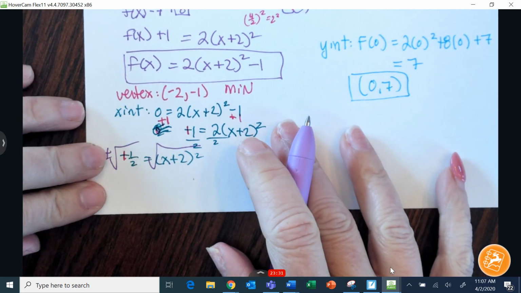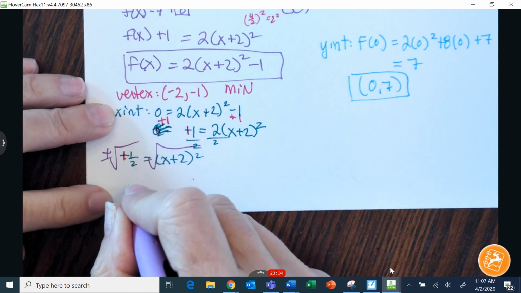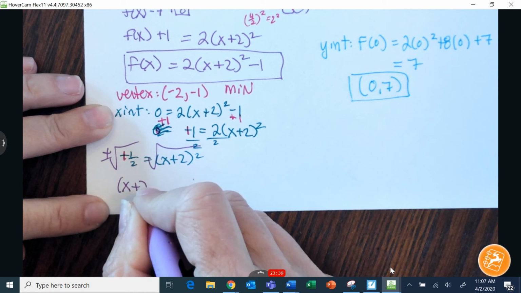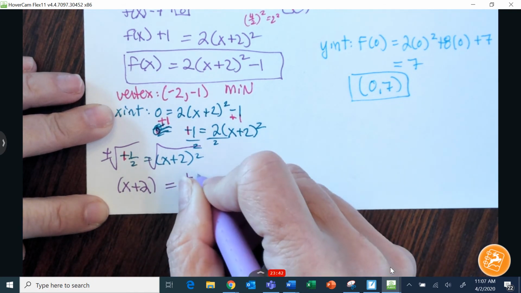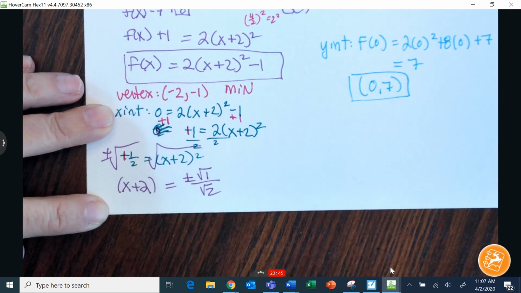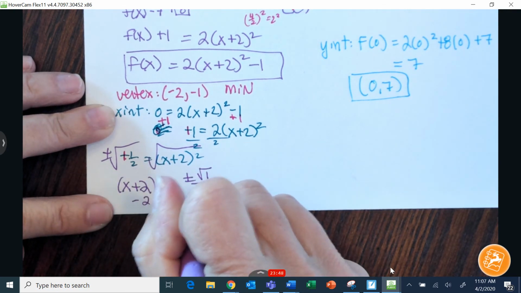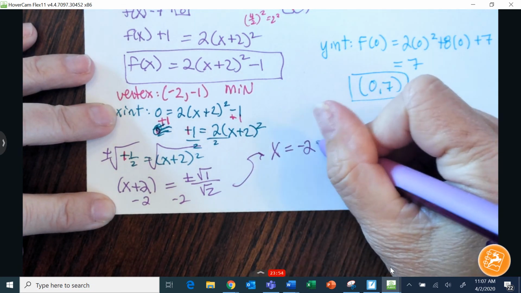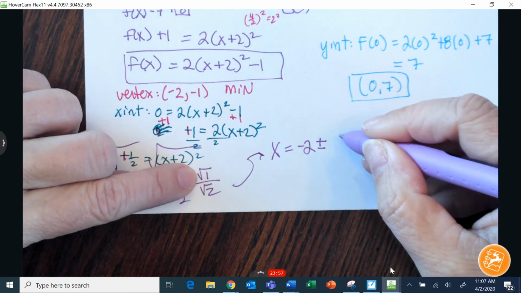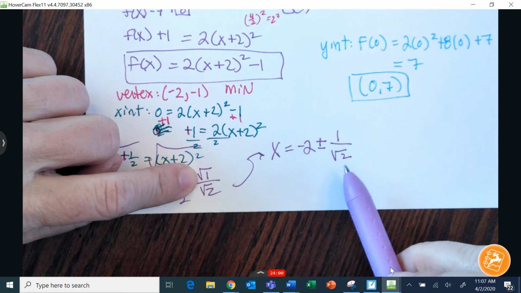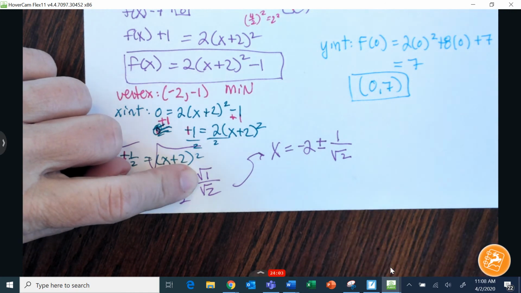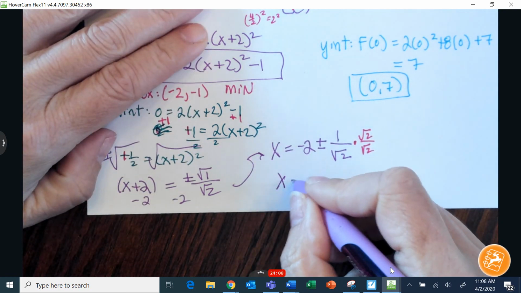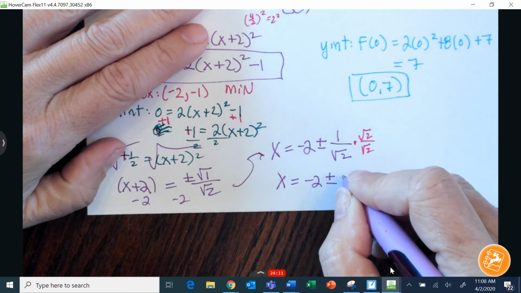So let me go back and finish this here. Excuse me. Where was I? Let's switch sides. X plus 2 equals plus minus, we've got square root of 1 over square root 2. I'm going to subtract 2 from both sides. X equals -2 plus or minus, let's see, square root 1 is 1 over square root 2. Now you all should know we don't leave square roots in the denominator, so we're going to rationalize it. X equals -2 plus or minus square root of 2 over 2.